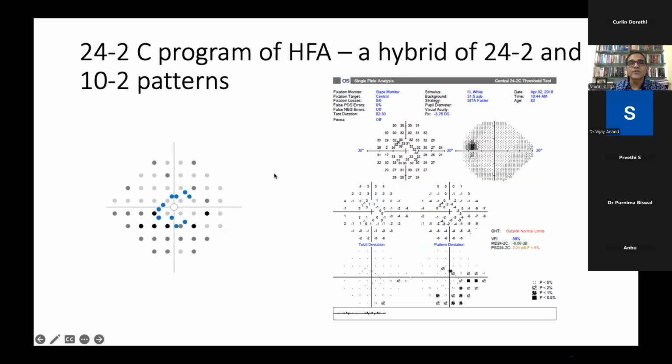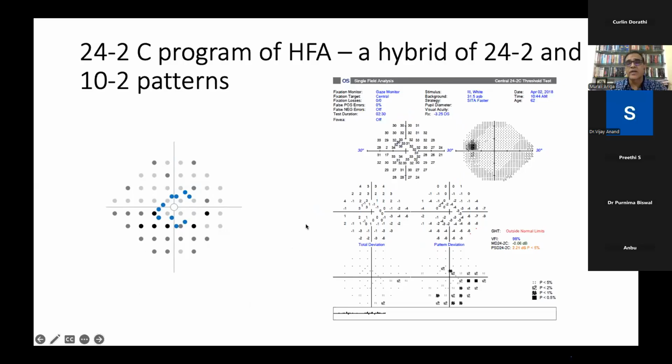The 24-2C, I think many of you are aware, is a hybrid of the 24-2 and the 10-2 pattern. What it does is add 10 points of the 10 degree testing pattern to the 24-2, and that is what is called a 24-2C. This is the 24-2C Faster program of the Humphrey's new software. It is available, and when it first came in, we were all quite enthusiastic and excited about it picking up more points than the 24-2.